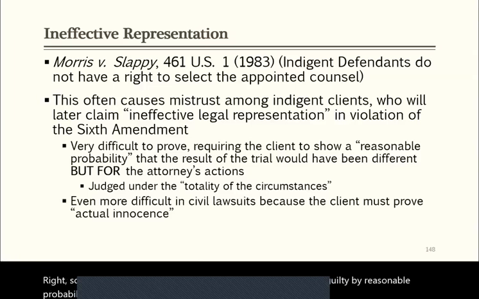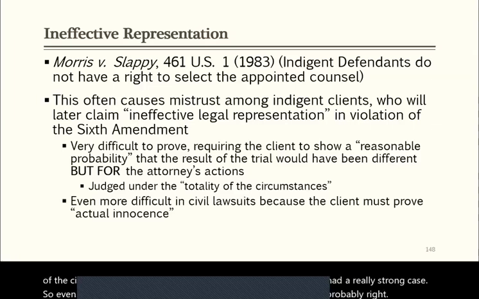So this is very, very difficult to prove and rarely succeeds. We do judge it under the totality of the circumstances. So we look at everything and say, well, yeah, the prosecution had a really strong case. So even if they had called this witness, you would have still been found guilty, probably, right?